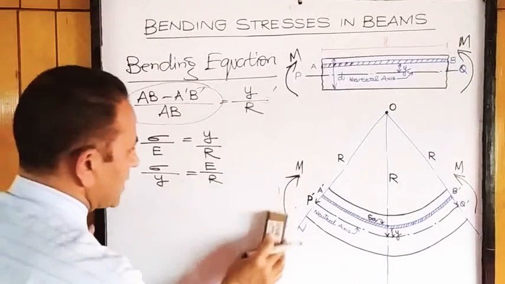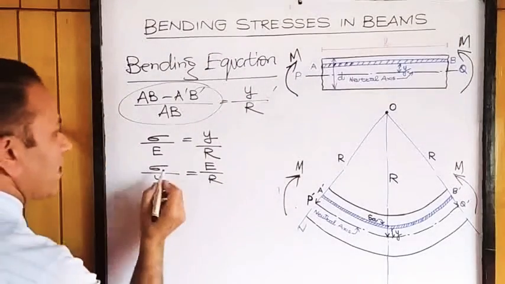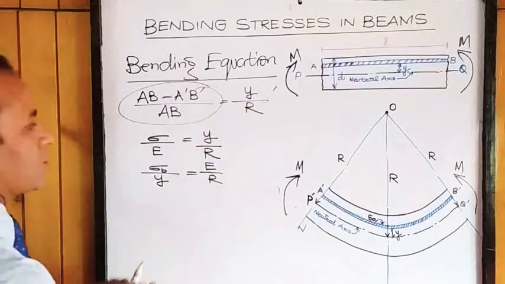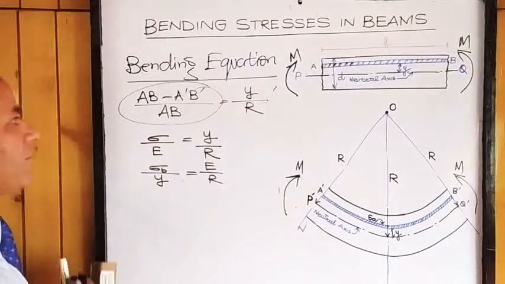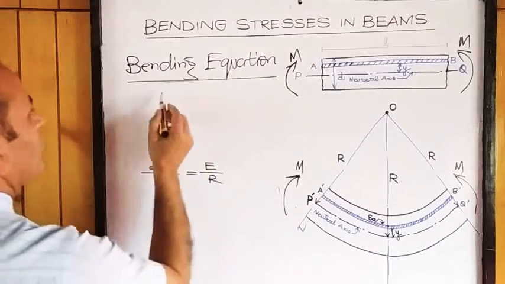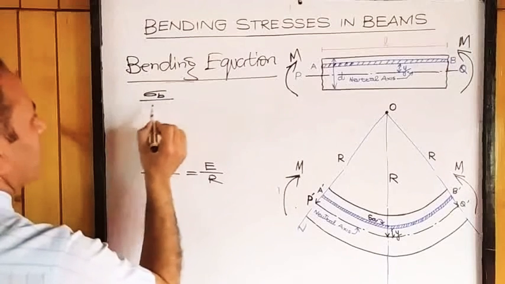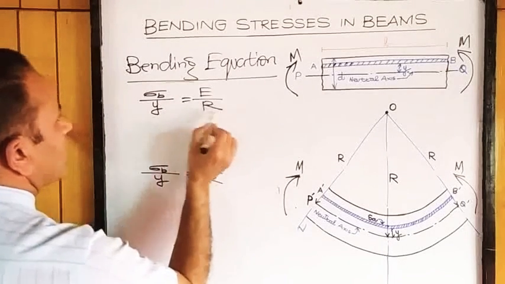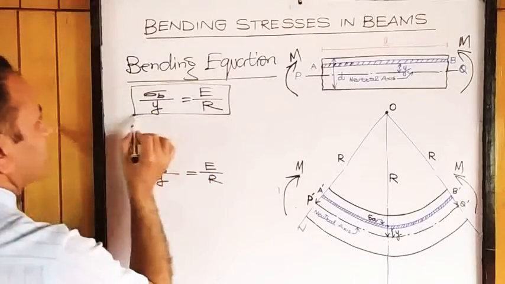So we have sigma by Y, sigma is the bending stress, Y is the fiber distance, is equal to modulus of elasticity divided by R, radius of curvature. So this is one equation. So I write it here. We have sigma bending by Y equal to E upon R. Okay, this is one part of the equation.